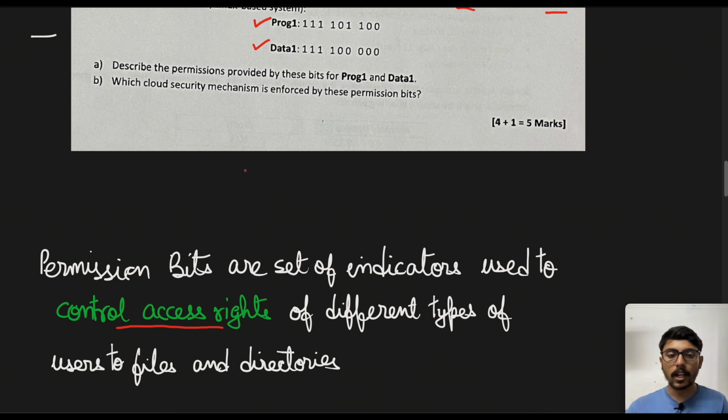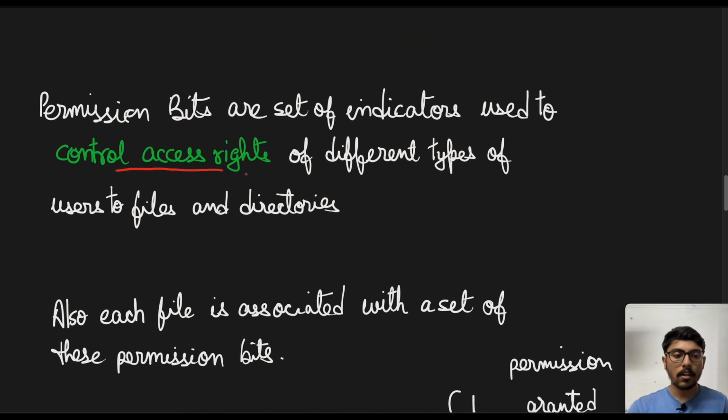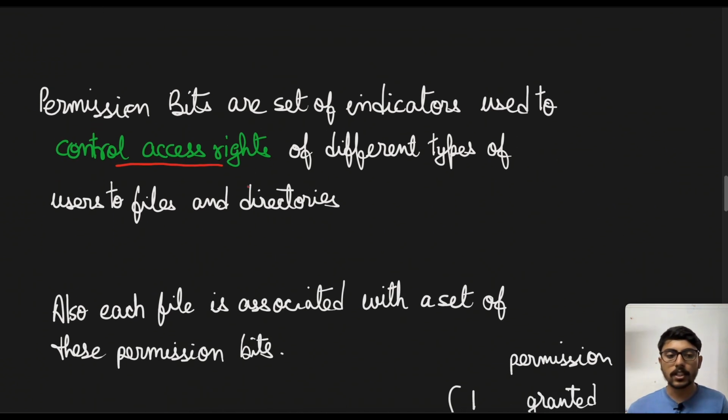So if we proceed further, we see that each file is associated with a set of these permission bits. As I said, since security is a concern and it applies to a wide range of applications and files in the system, each file needs to have permission bits that tell the user whether he is assigned to that file or has the ability to view that file or not.